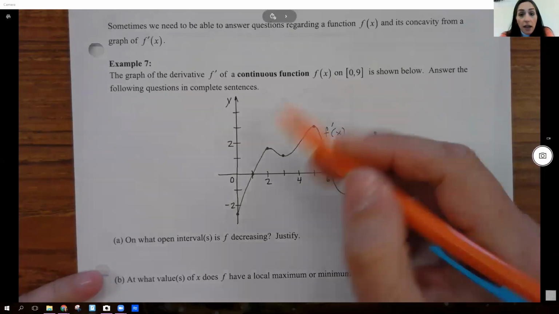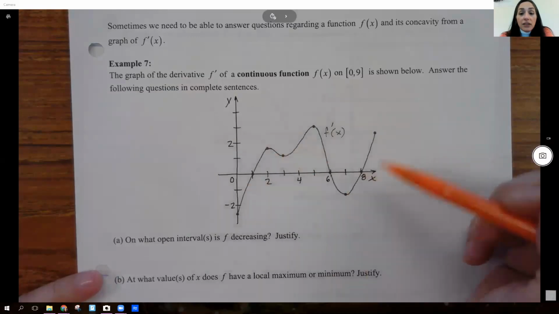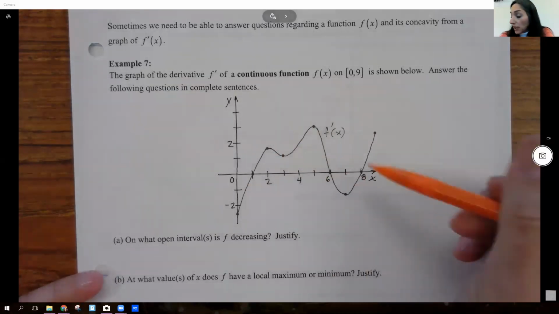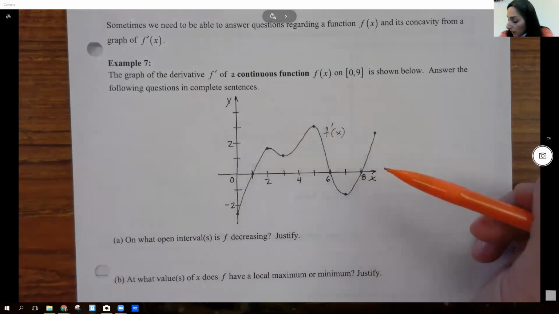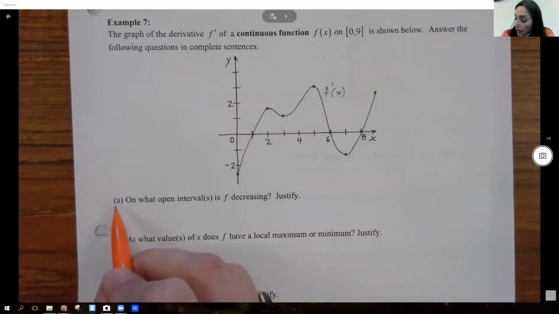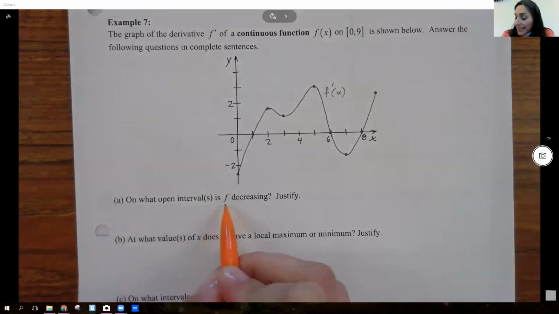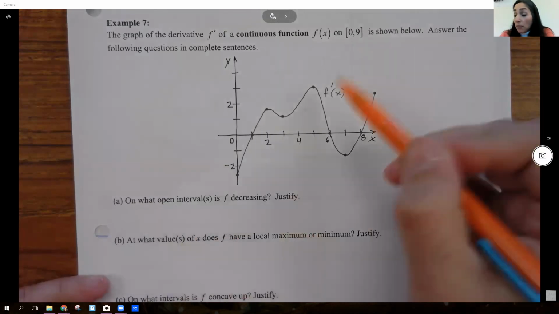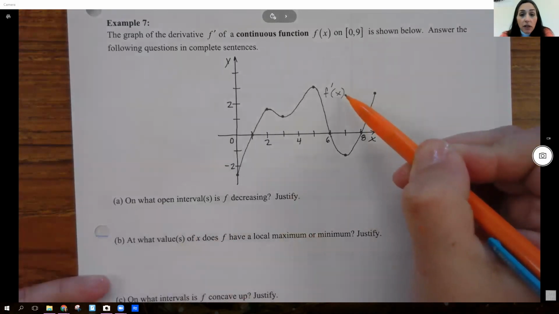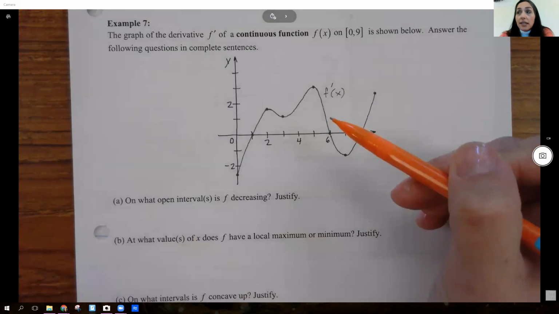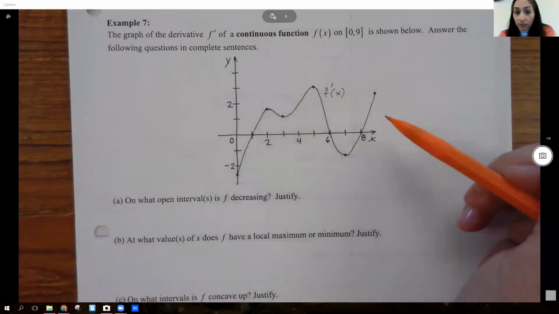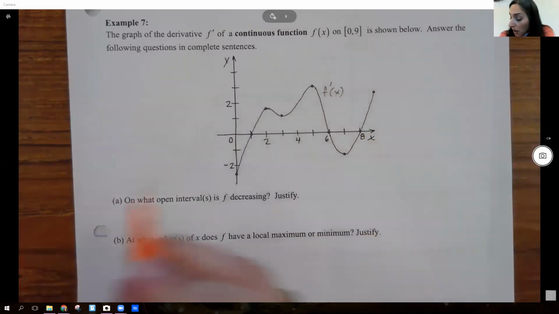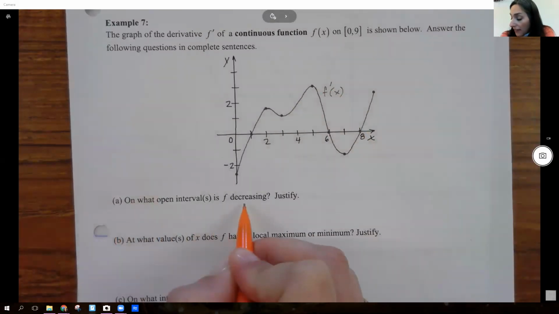So what you're looking at is a velocity graph, okay? So you're looking at a derivative. Think of it maybe as velocity. So part A, on what open intervals is f decreasing? Remember, this is the derivative, or you can think of it as velocity, or think of it as slope. This is a graph of all the slopes. So on what open intervals is f decreasing?